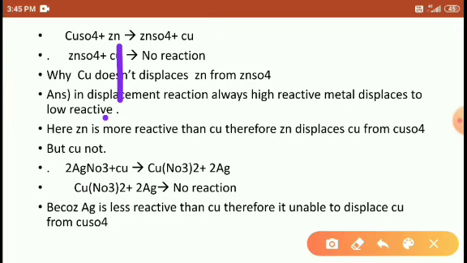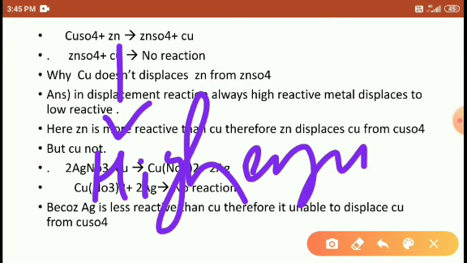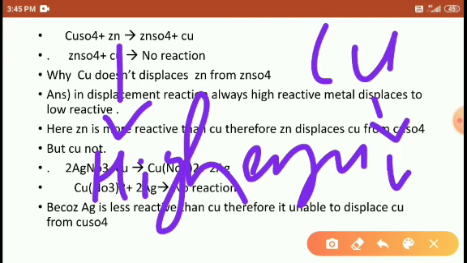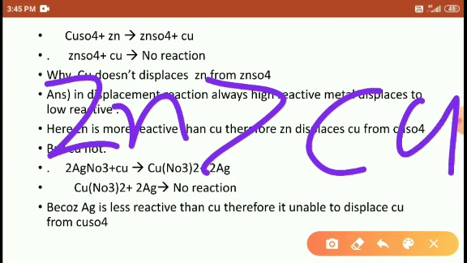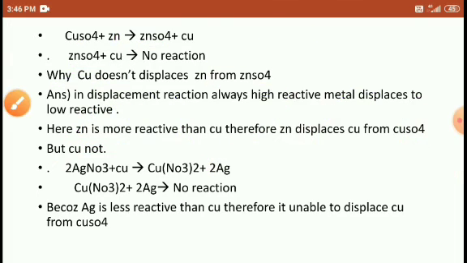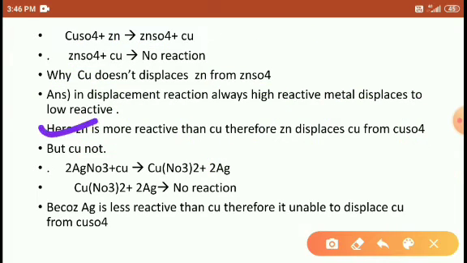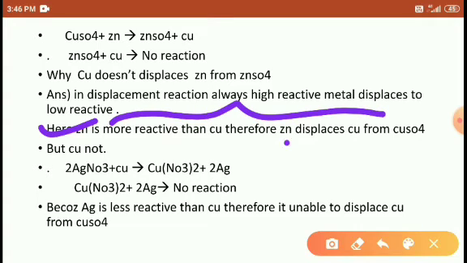So it means, students, zinc has high energy and copper has low energy, right? Zinc has higher energy than copper, so zinc replaces the copper to form zinc sulfate. Copper is low energy, so it cannot displace the zinc from zinc sulfate, and that is why there is no reaction, right students? So zinc is more reactive than copper, therefore zinc displaces the copper from copper sulfate but not the other way, right students?